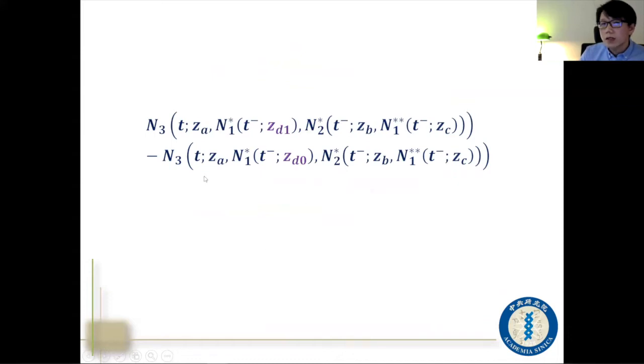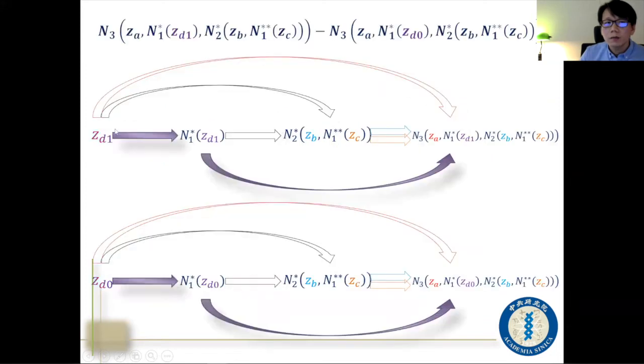I'm going to skip this one. If you take a difference between ZD1 and ZD0, you will obtain this path. So in total, we have four possible paths, and using this notation, the interventional framework, we are able to identify all possible path-specific effects.